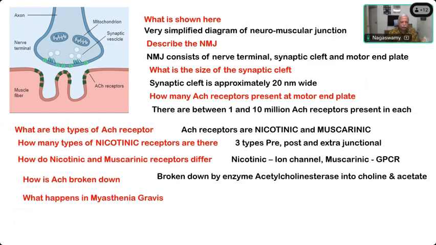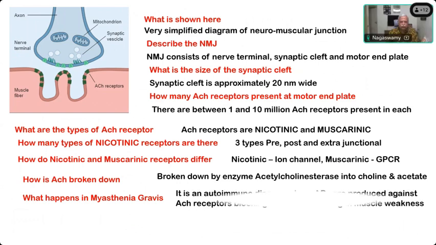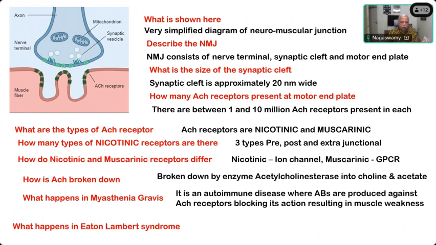What happens in myasthenia gravis? Antibodies are produced against the acetylcholine receptor in the postsynaptic motor end plates. Very good. So it is an autoimmune disease where antibodies are produced against the acetylcholine receptor, blocking its action, resulting in muscle weakness.